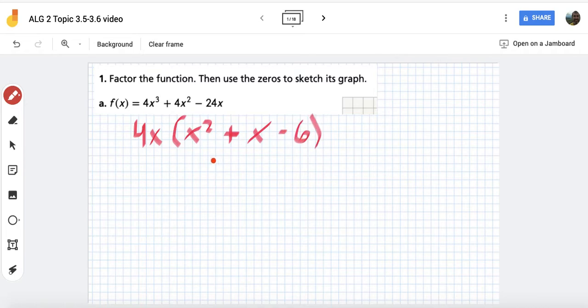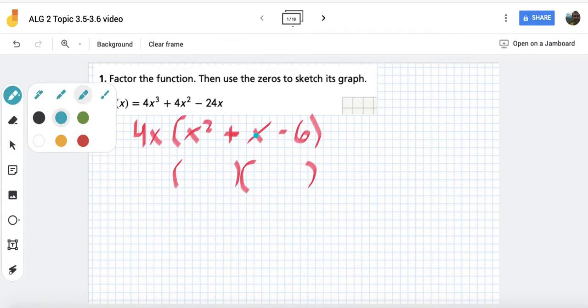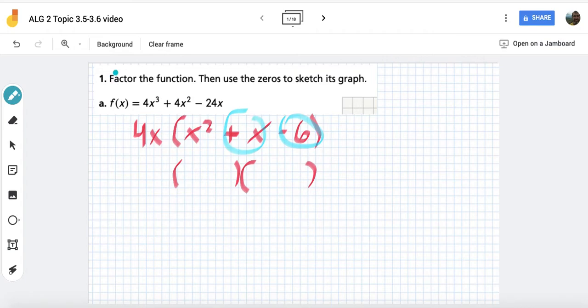And then if this does factor nicely, I should be able to factor that into a binomial. If you recall how to do that, we need to find factors of negative 6 that when you add them together you get positive 1. And that would be 3 and 2. The 3 would have to be positive, so I have x plus 3 times x minus 2. And don't forget, we still have the 4x.